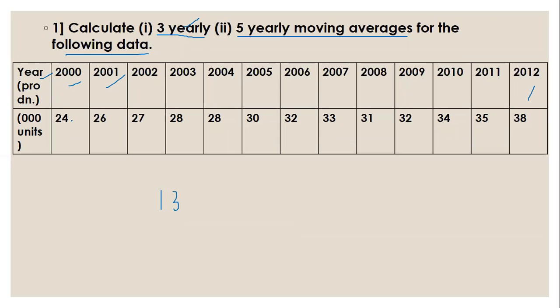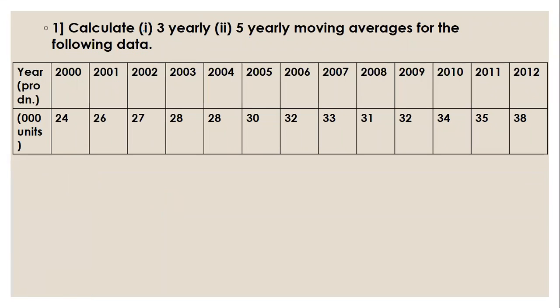So in the year 2000, they were manufacturing 24,000 units. If you see here, it says 000, which means thousands. When you have 3 zeros, it is thousands, and when you have 2 zeros, it is hundreds. So 24,000 units in 2000, 26,000 units in 2001, 27,000 units in 2002, and so on. That is what is given to us in the question.